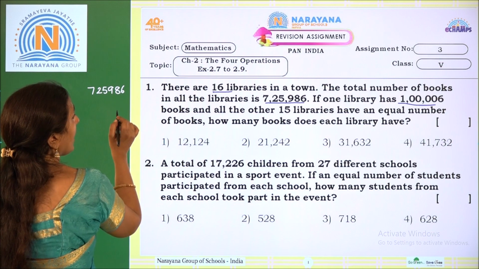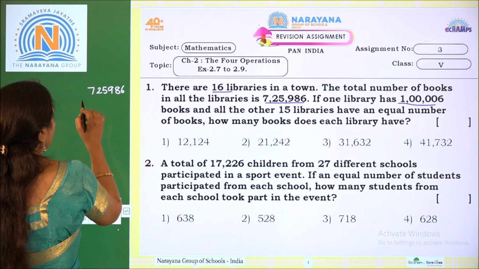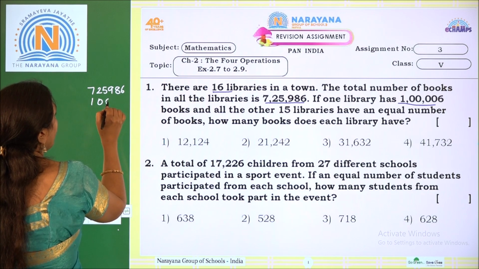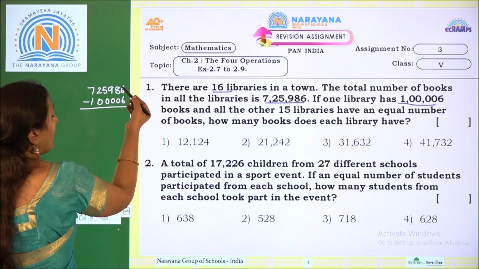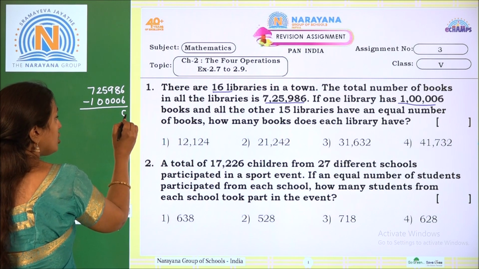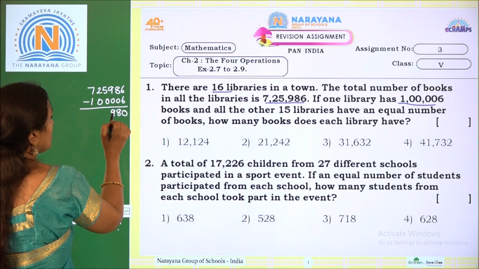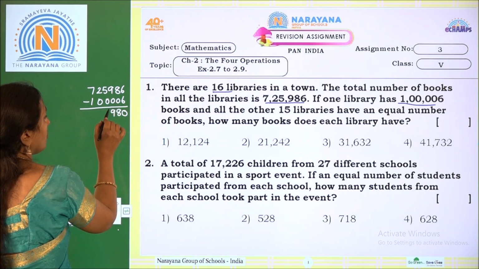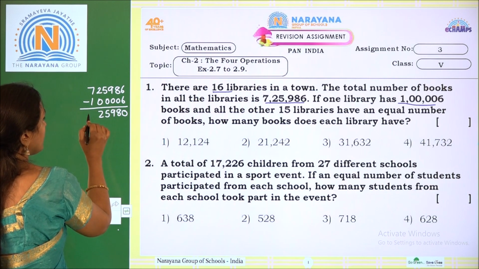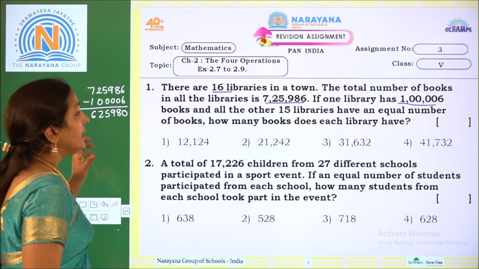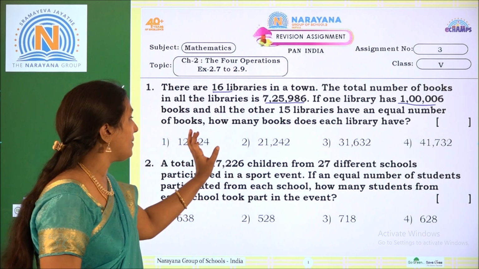7,25,986. Only one library has 1,06,000 books. We have to subtract. Now 6 minus 6 is 0. 8 minus 0, 8. 9 minus 0, 9. 5 minus 0, 5. And 2 minus 0, 2. 7 minus 1 is 6. So the remaining 15 libraries have an equal number of books.